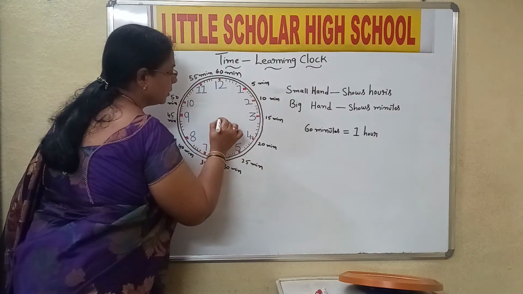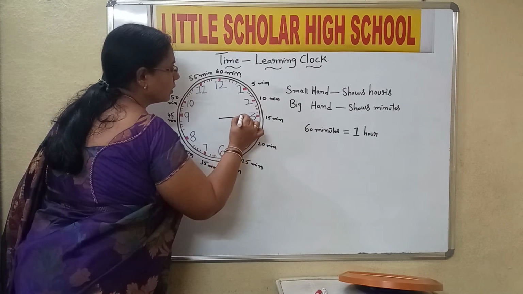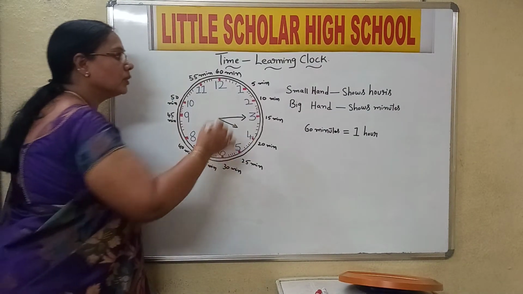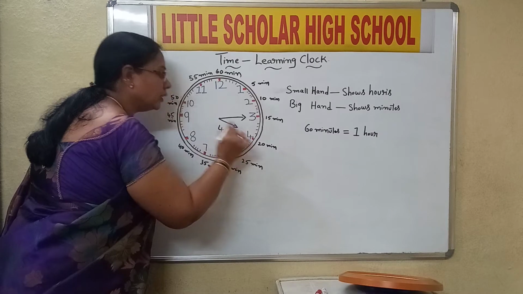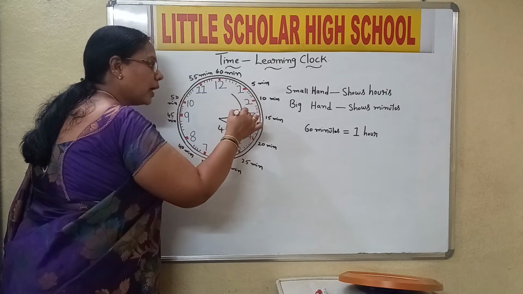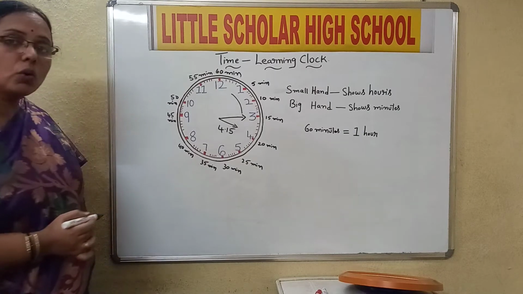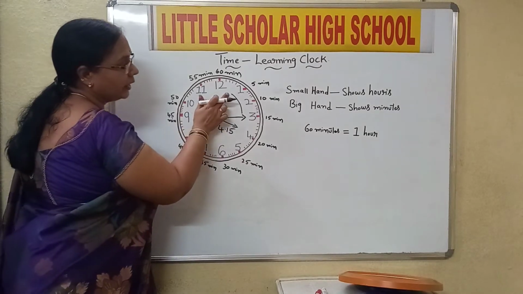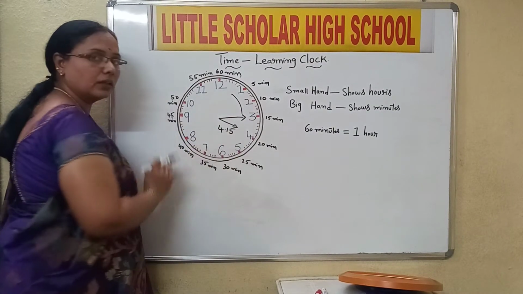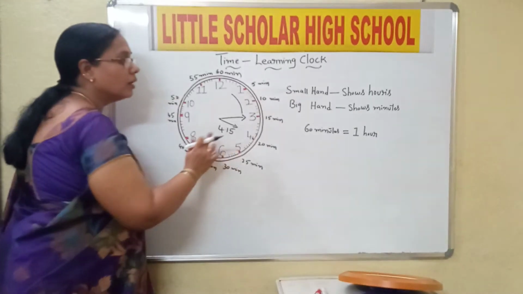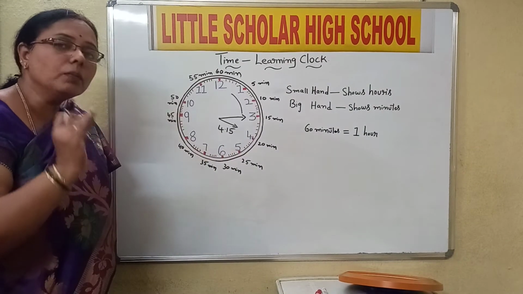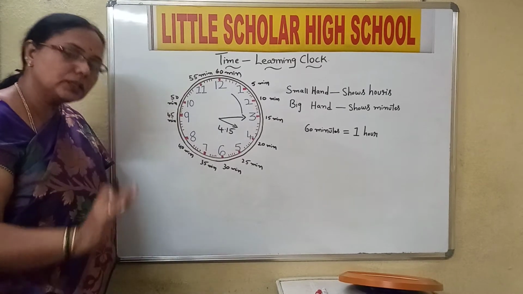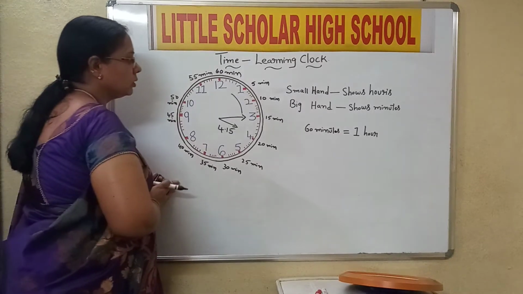For example, see, the big hand is on 3 and the small hand is on 4. So what is the time? It is 4:15 or quarter past 4. This is 1 quarter. So 5, 10, 15. So 4:15. What is the time now? 4:15 or we can say quarter past 4. What is the other way to say? Quarter past 4. Okay. Now you tell me this time.